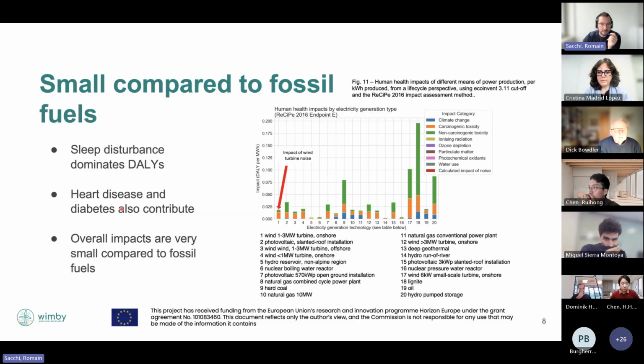And the second finding was that if we add the DALYs caused by noise to the life cycle results of that wind turbine, and we compare it to other means of producing electricity, we see that adding the noise, which is this little red segment that we put on top of that 1 to 3 megawatt onshore wind turbine, doesn't change its ranking DALY-wise compared to other electricity production technologies, where we get much higher scores for technologies such as lignite and oil and some hydro and some hard coal-based power. So overall, the impact, even when we consider noise during the use phase, remains much lower than fossil-based technologies.